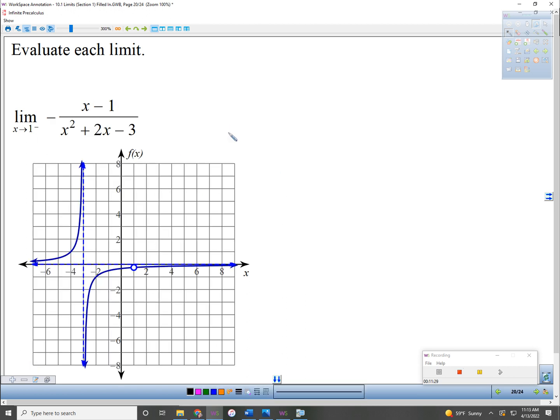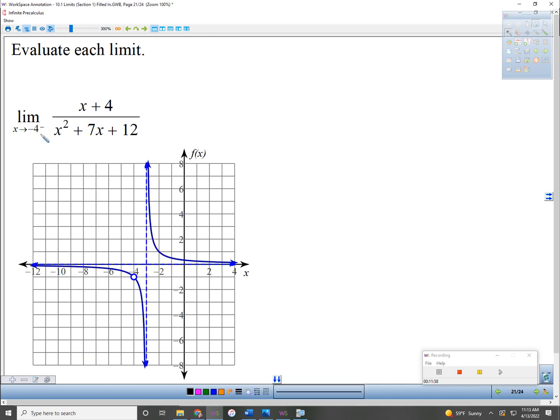All right, and let's talk about, we have a couple more. So this time we are approaching one from the left. See this minus sign, from the left. So if I'm looking at 1 from the left, looks like I am approaching this location right here, which has a y value of -1/4. So the limit would be -1/4. Again, I would prefer you put all of this in front of your answer.